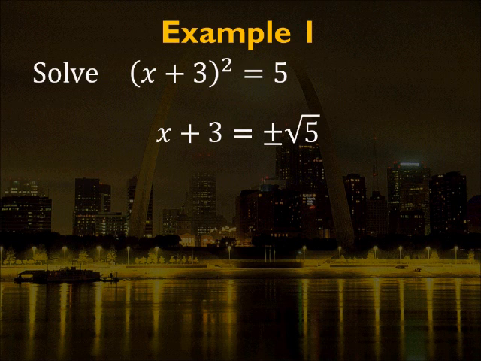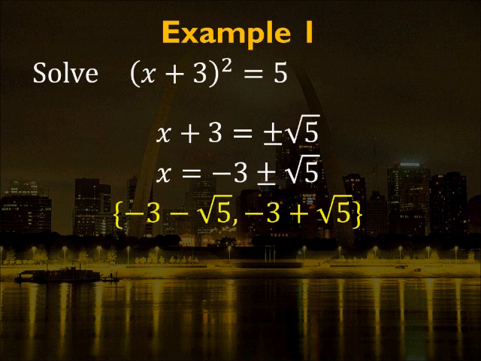Now, if you were solving for x, you would just subtract 3 from both sides, so you're left with x equals negative 3 plus or minus radical 5. And those two represent the two answers in your solution set. Negative 3 minus root 5, negative 3 plus root 5. So when you have a binomial, take the square root of both sides just like you did before, making sure you have the plus or minus square root of the number on the right, and then solve for x by adding or subtracting whatever value is alongside the x.